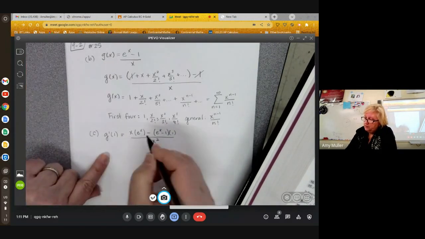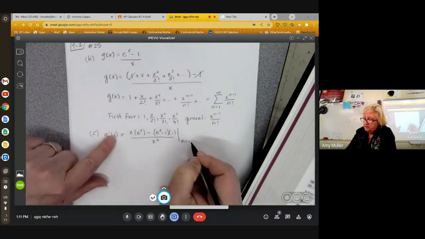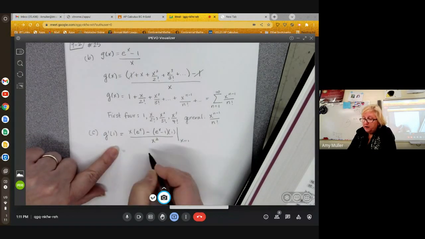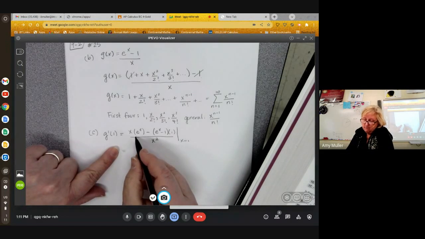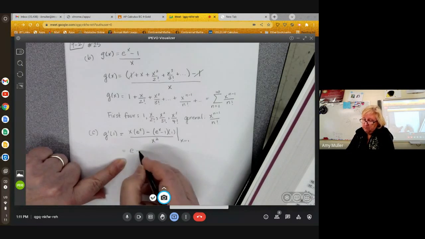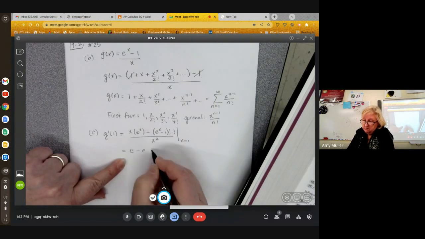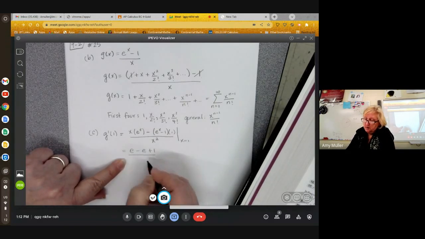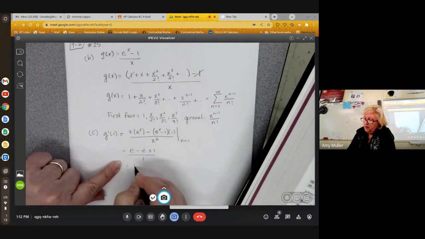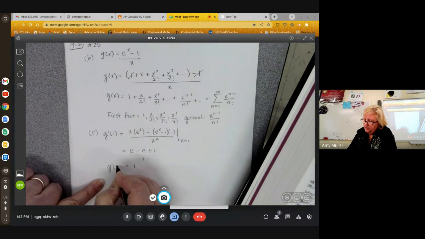And if I let x equal 1, because I've got this as a 1 here, let's put 1 in. What do we get? We get e minus e plus 1, over 1, which equals 1. So g prime of 1 is equal to 1.